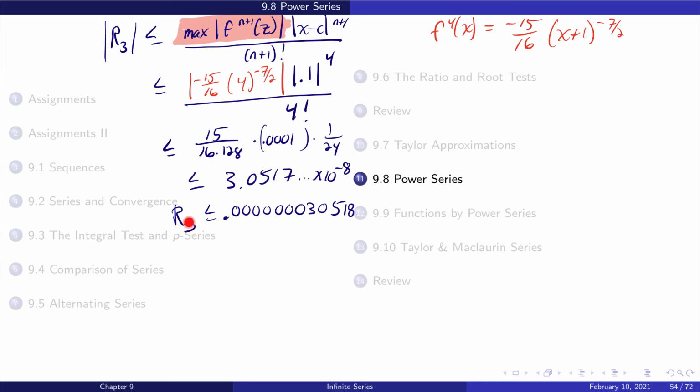What I want you to notice is that the 3 subscript means the polynomial we used to approximate was a third degree, but the remainder is actually based on the fourth degree term. 3 plus 1 is 4 up here. So the error should be less than 7 zeros and a 3, and the error we found on the previous screen was indeed less than that.